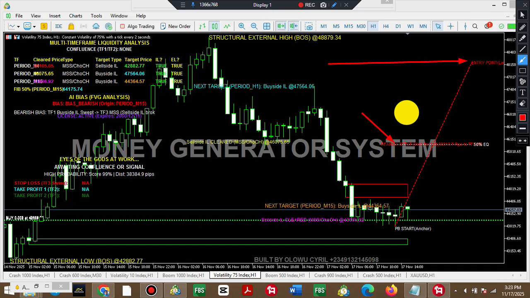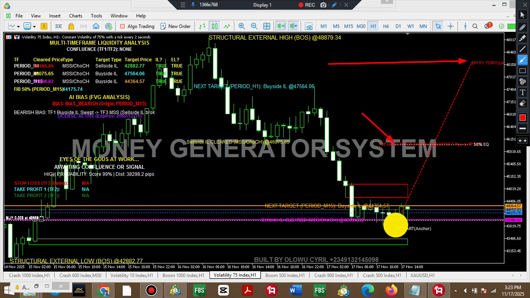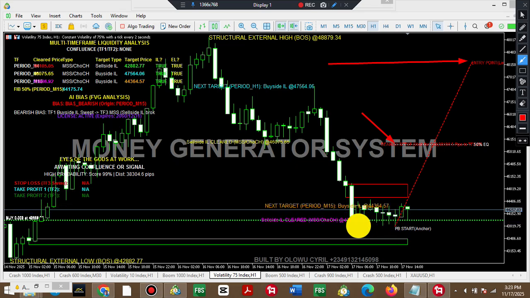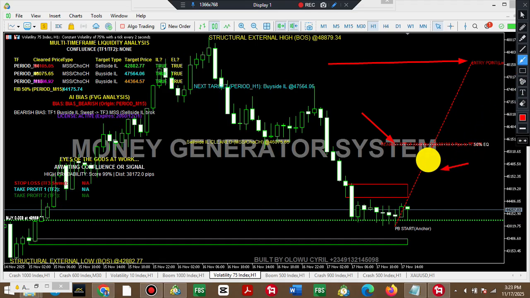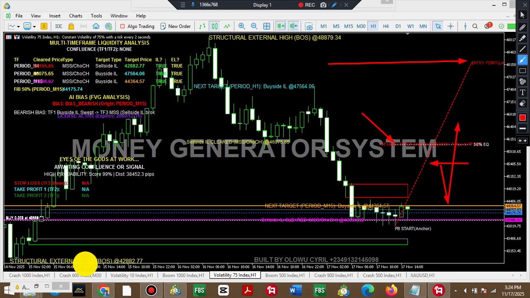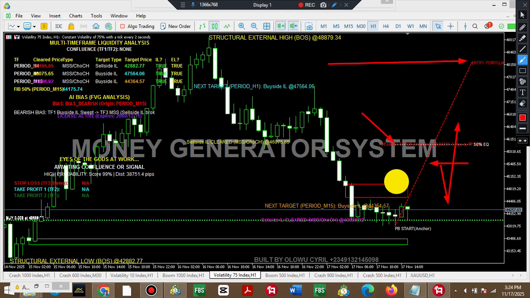You can see that the pullback starts and where I took my entry is not far. So in cases like this, it helps me. But if price has moved up to this point, then I took my entry, there's a possibility price may retrace back a bit again, because price doesn't move straight. There's a possibility price may retrace back a bit before you start buying, and that is exactly what I encountered on Crash 1000. So when you have few pairs on your chart, you'll be able to follow up and get the right time for entry.